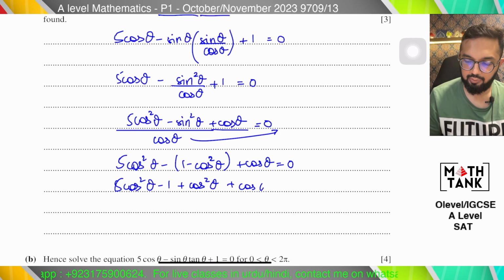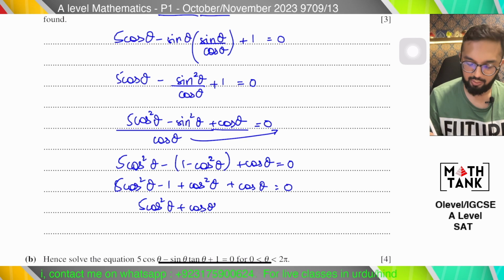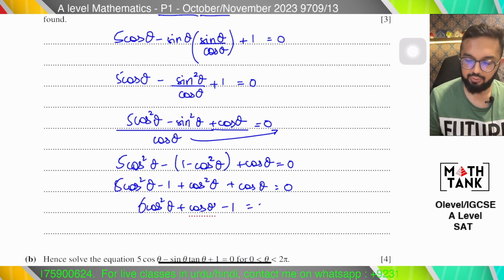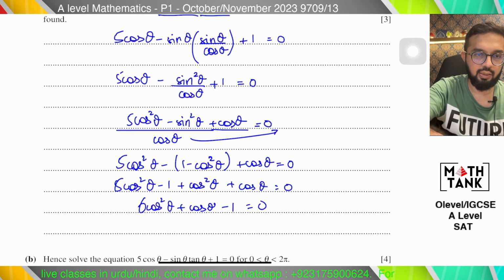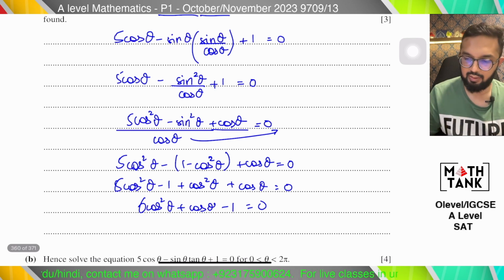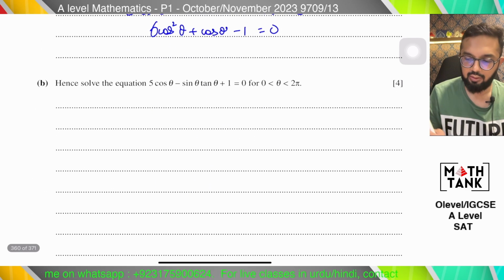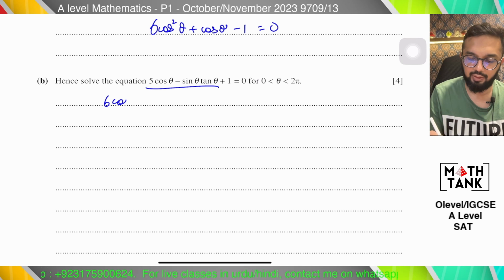So I get 6 cos squared theta plus cos theta minus 1 equals 0. Let's check if that is the right answer. Yes, that is indeed the right answer for 3 marks. It says hence solve the equation, so I solve this one only. I will first apply the quadratic formula and tell you that there are two roots.